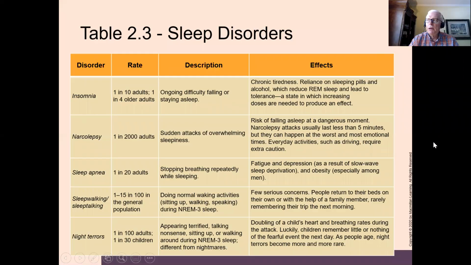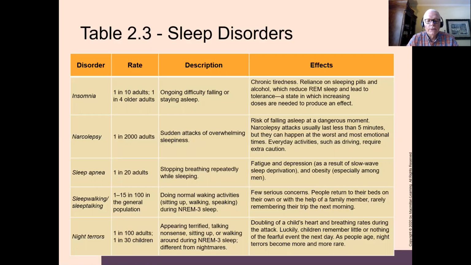Sleepwalking and sleep talking also tend to occur in deeper sleep, in non-REM stage 3 sleep. Sometimes people will actually get up and go in the kitchen, fix themselves something to eat, go back to bed, and they have no recollection of doing it because they were asleep the whole time when they engage in these activities.